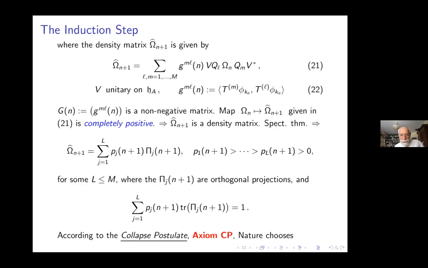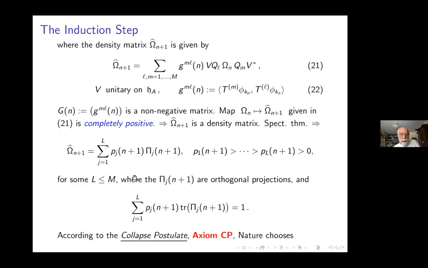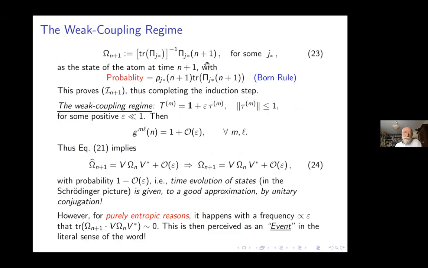Now we apply the collapse postulate, axiom CP, which tells us that nature will choose. You see, the state on the radiation field that we found previously is still pure. It cannot be decomposed, but the density matrix ω̂_{n+1} is not pure anymore. So we decompose it by using the spectral theorem, and then the collapse postulate tells us that nature chooses one of these projections to go into the future. That's easy to check: if you apply the definition of actual events and the collapse postulate, you find out that ω_{n+1} must be proportional to one of these spectral projections π_j(n+1) of the density matrix ω̂_{n+1}.